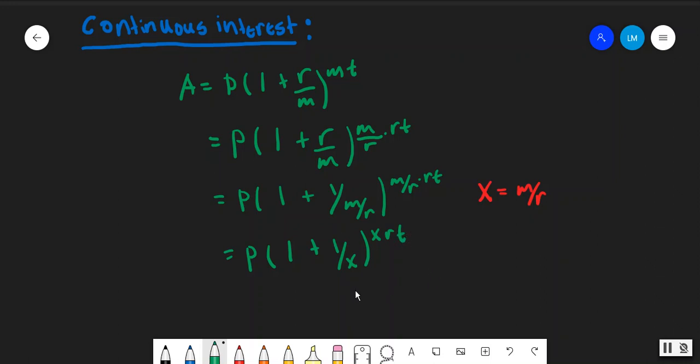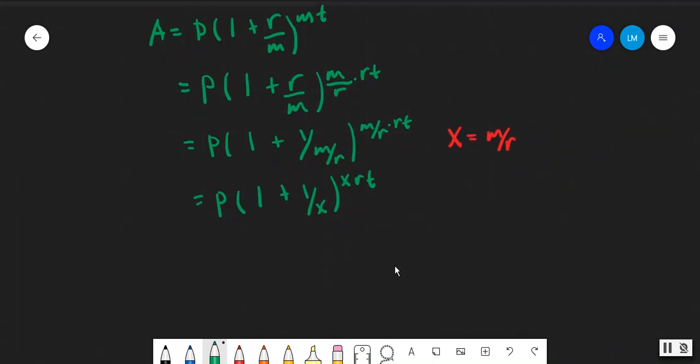Now, here's where we get a little hand wavy. We'll say that if this value x becomes very large, so x approaches a big value, then the amount 1 plus 1 over x raised to the x will approach the constant e.